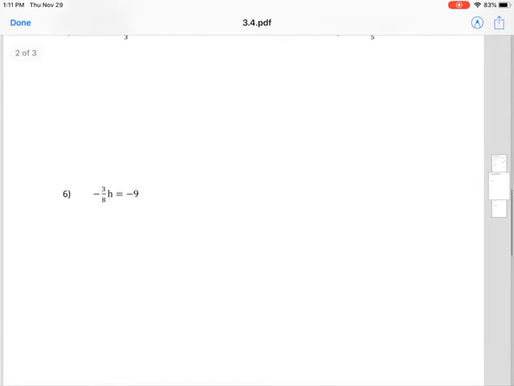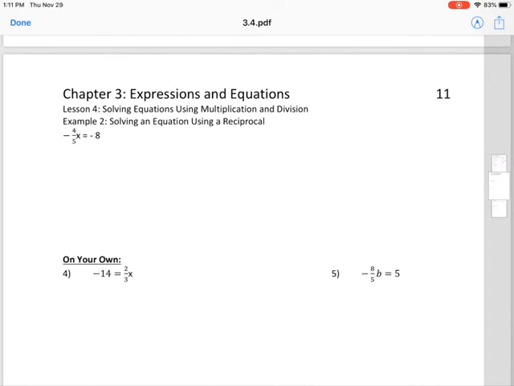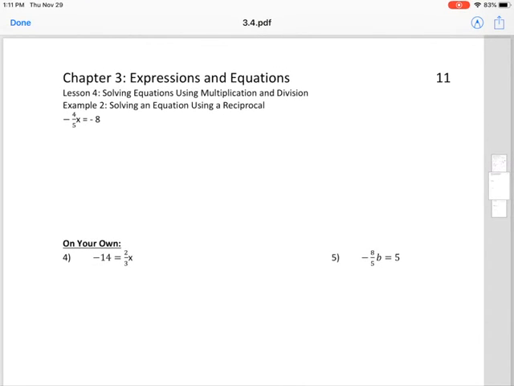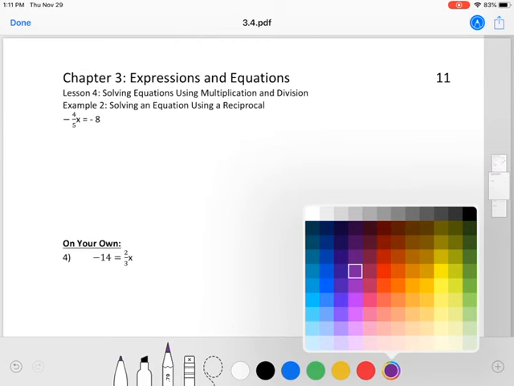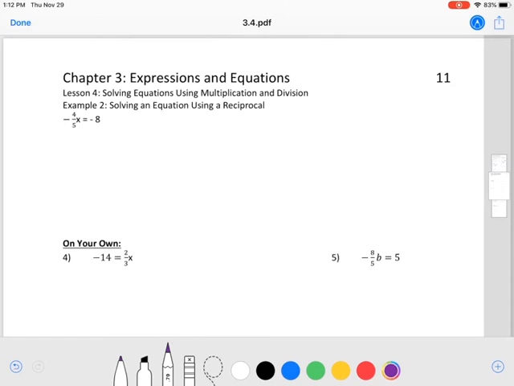All right, let's move on to the second page. So now that we're hopefully feeling a little bit more comfortable with solving equations using multiplication or division, we're going to talk about how to solve equations when we are using reciprocals. Dividing by fractions. So remember, when you divide a fraction, you're really multiplying by the reciprocal of that fraction.